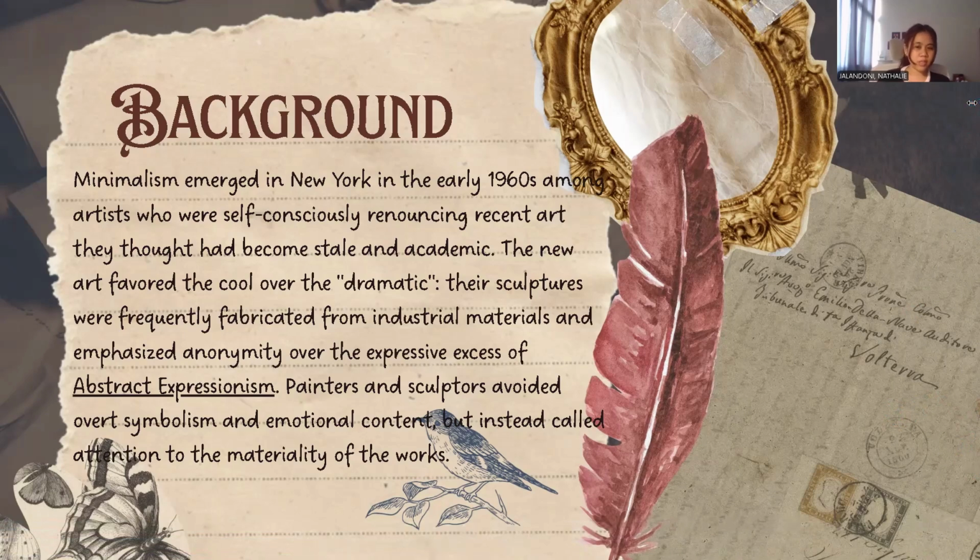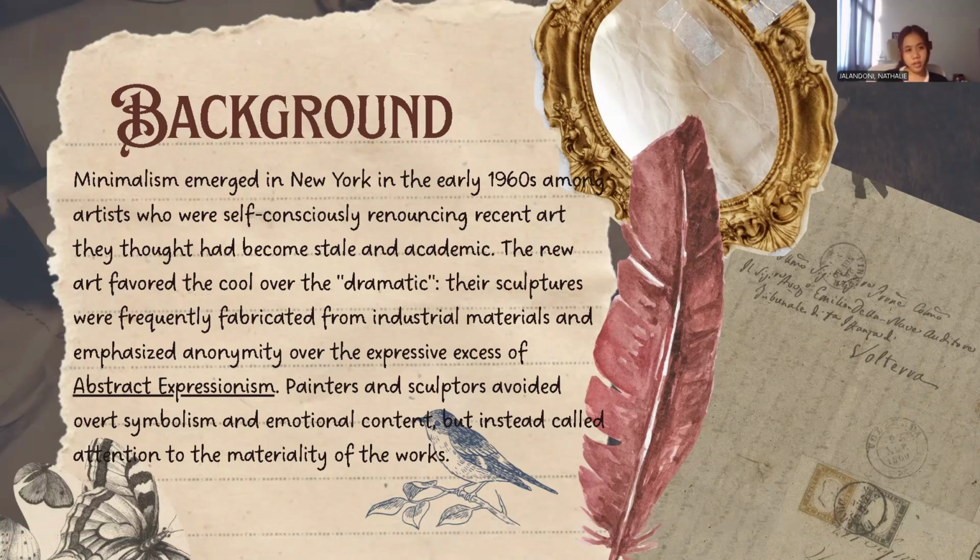To understand minimalism, we have to look at where it came from. It primarily took root in New York City during the 1960s. Minimalism emerged in New York in the early 1960s among artists who were self-consciously renouncing recent art they thought had become stale and academic. Before minimalism, the art world was dominated by abstract expressionists like Jackson Pollock.